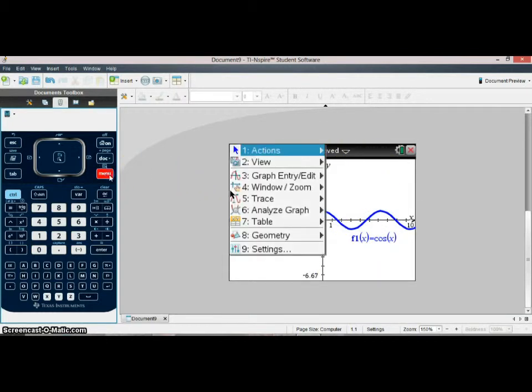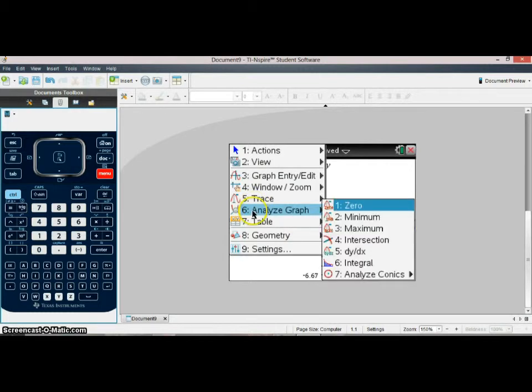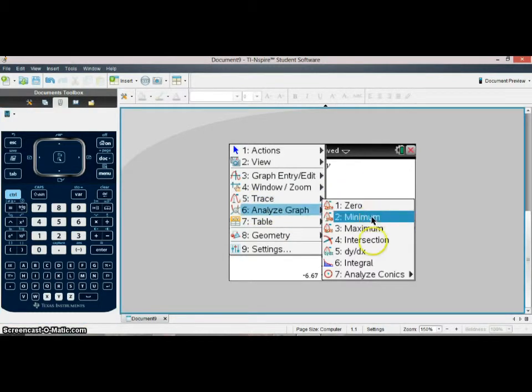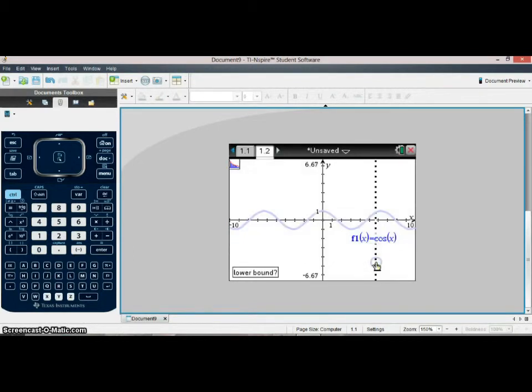Next, you're going to go to Menu. And usually if you want to do something to the graph or want to gain information, you hit Analyze Graph. And as you see, it gives you a bunch of cool stuff. But what we're looking for is Integral right here.